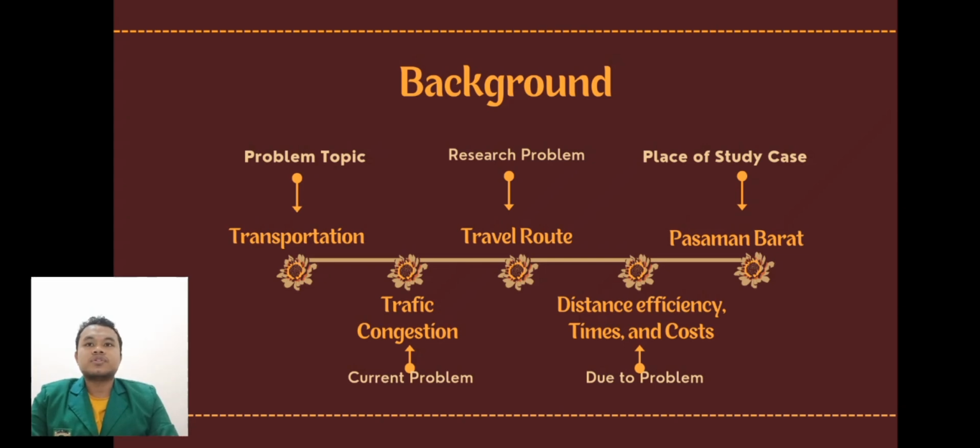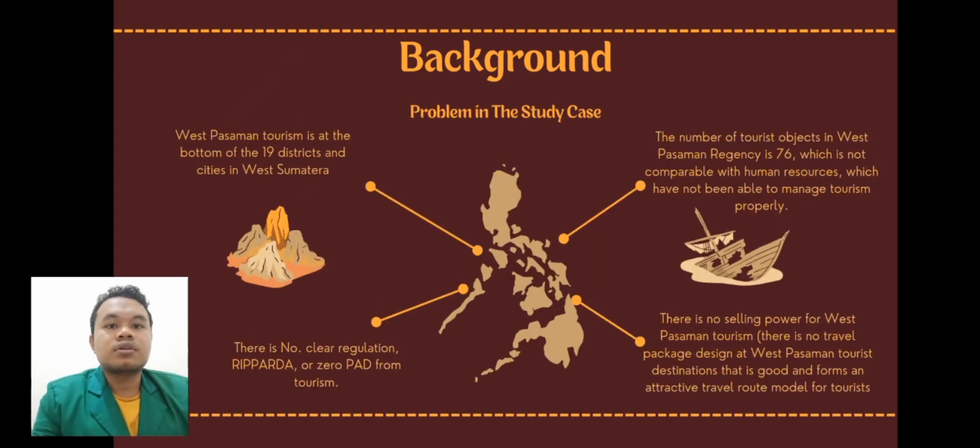And the problem that often arises is the lack of information on the path to a particular place you want to go, such as a tourist spot. Due to limited time for road users, finding the shortest travel road is important. Talking about West Pasaman as the study case, West Pasaman tourism is at the bottom of the 19 districts and cities in West Sumatra. The number of tourism objects in West Pasaman Regency is 76, which is not comparable with human resources, which have not been able to manage tourism properly.